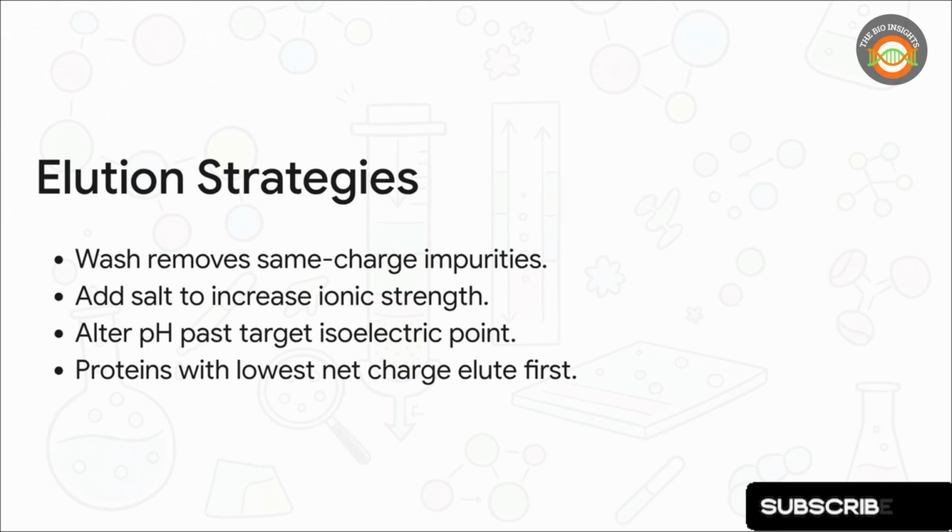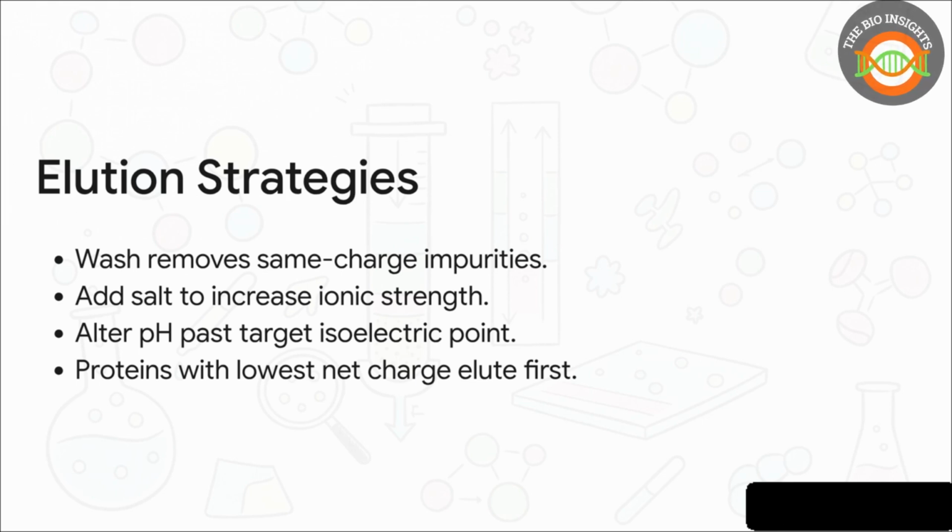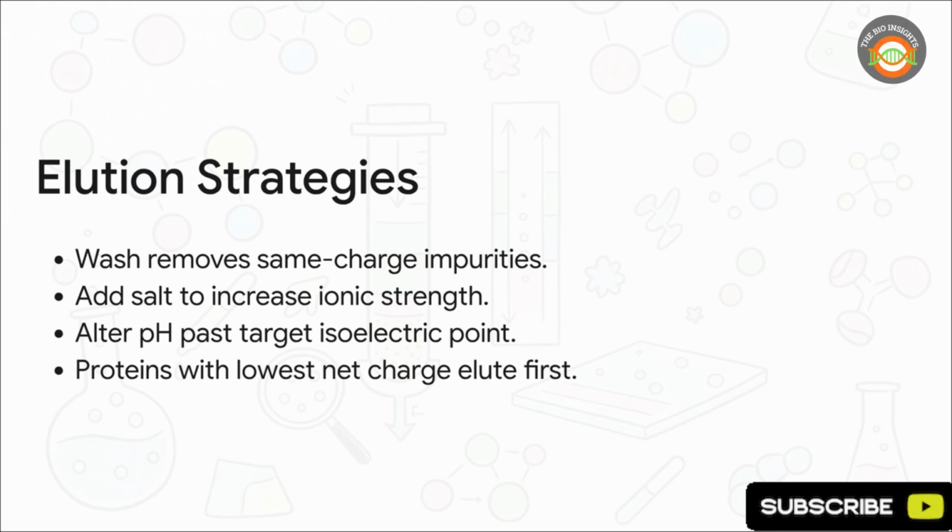Strategy 2 is even simpler. Just alter the pH past the protein's isoelectric point until it totally loses its charge and lets go of the column.